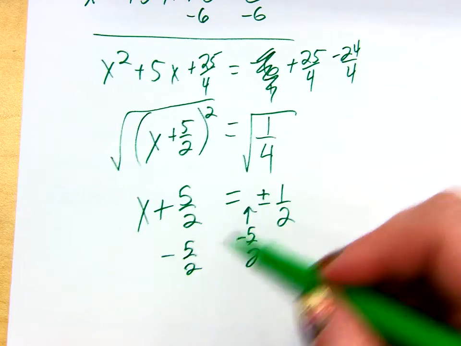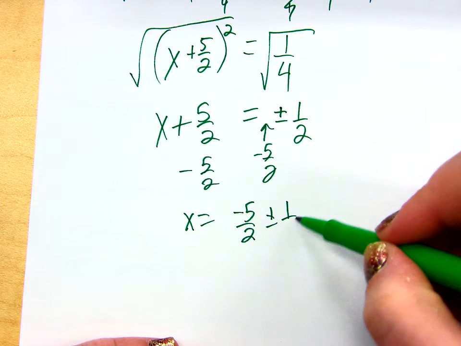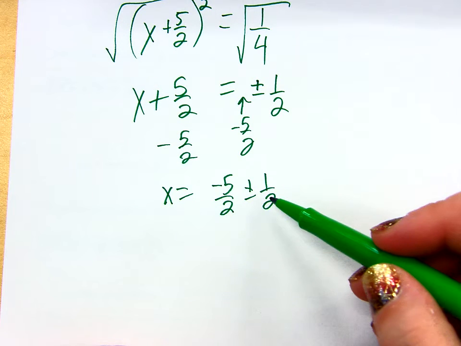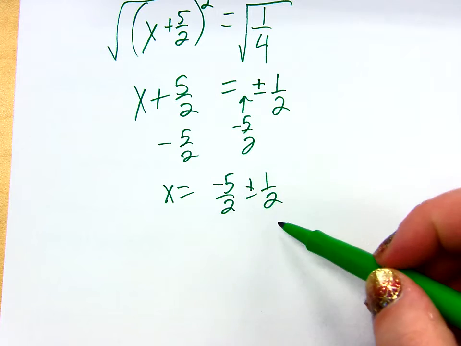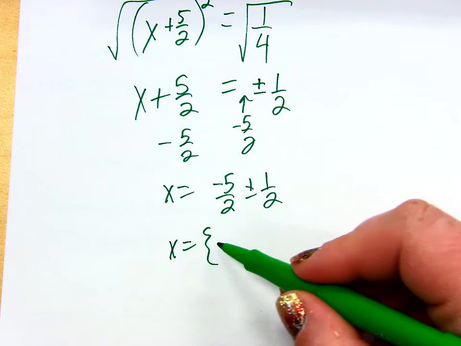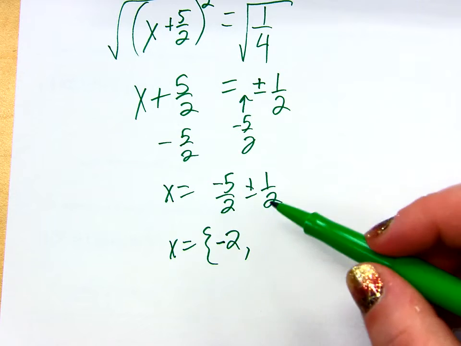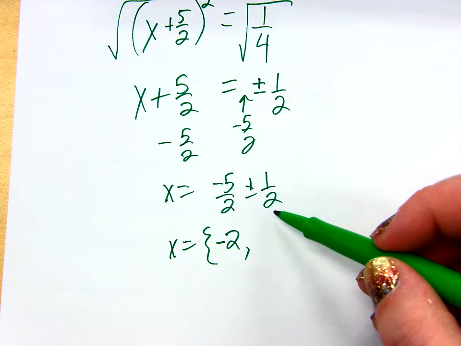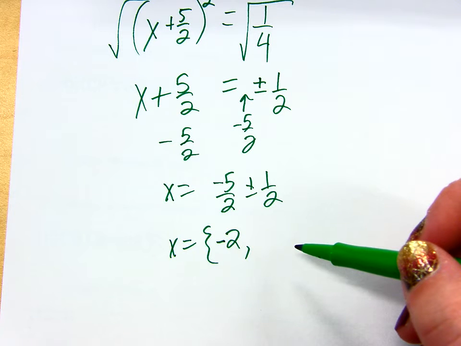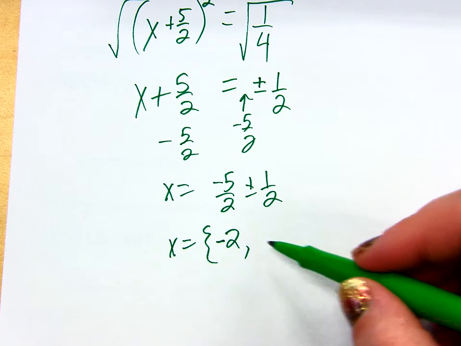Are you going to leave your answer like that? No, you're going to do it. If they're just numbers, you do it. Negative 5 halves plus 1/2 would be, which is really negative 2, right? Negative 4 over 2. And then I do negative 5 halves minus 1/2, which is negative 6 halves or negative 3.